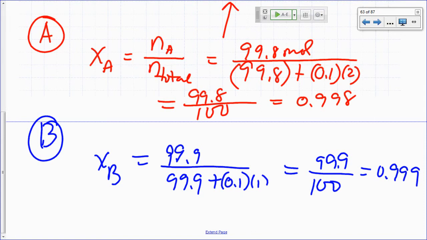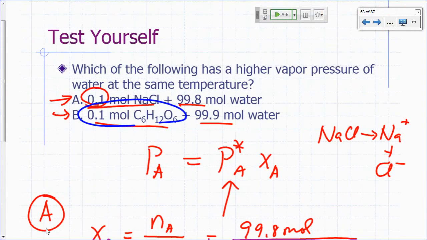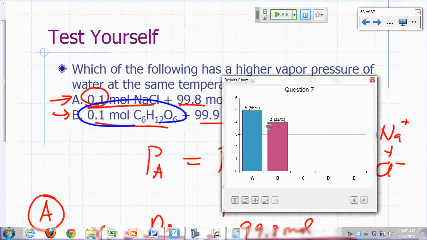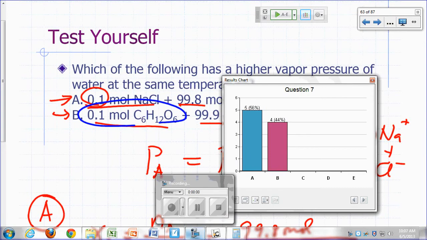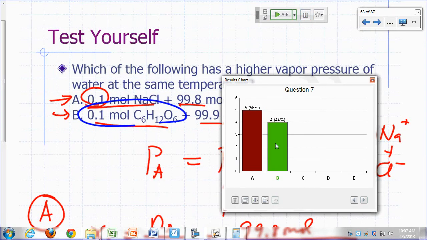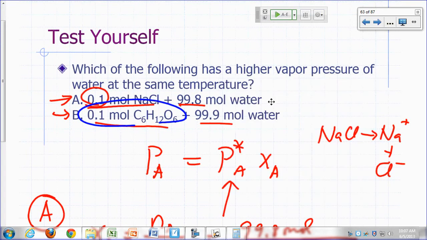So in which case do you have a higher vapor pressure of water? Is it A or B? It's B. Okay. Higher mole fraction of water, higher vapor pressure of water. In which case will you get a larger vapor pressure lowering? Then it will be the opposite. Okay.